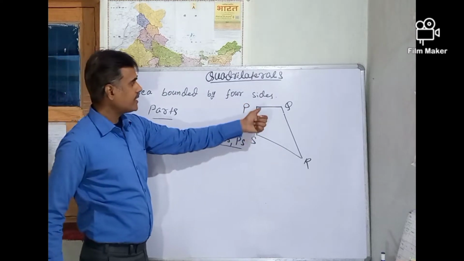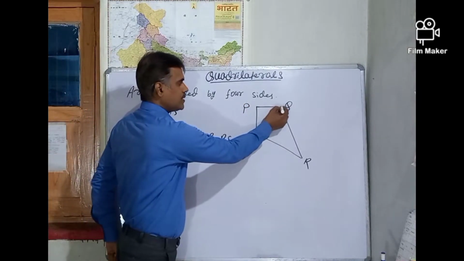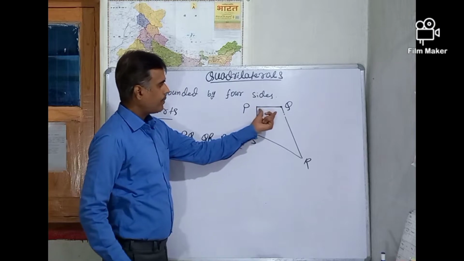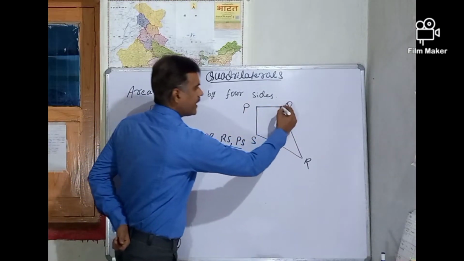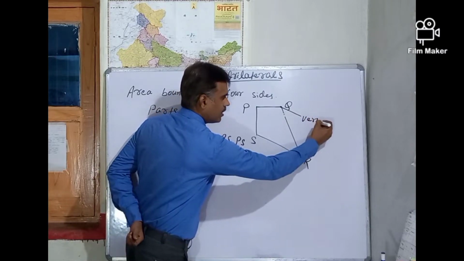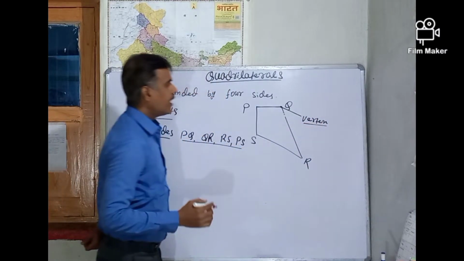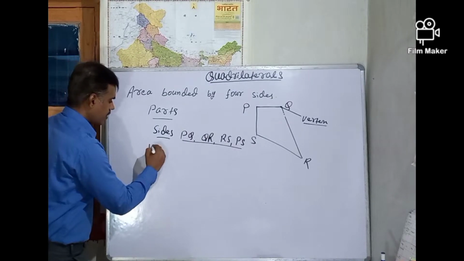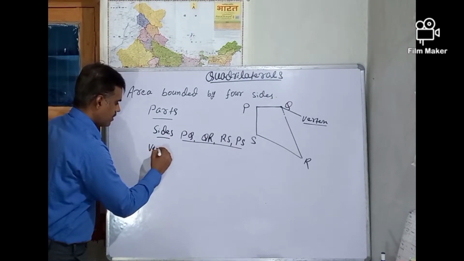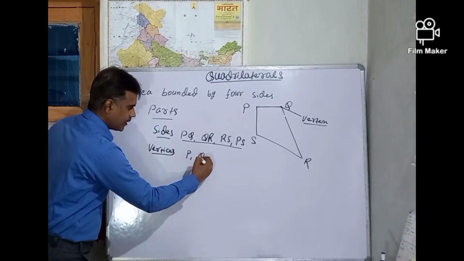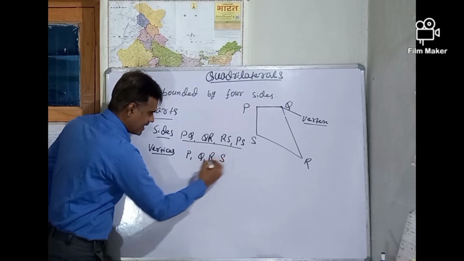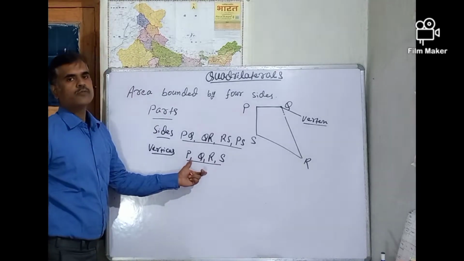At the point where these sides meet, suppose at this point Q, PQ and RQ meet. This point is called the vertex of the quadrilateral. Vertex. And the plural of vertex is vertices. Here P, Q, R and S are the vertices of this quadrilateral.